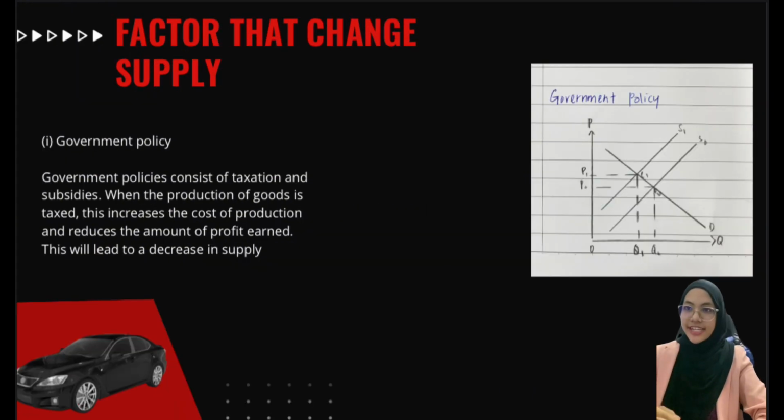One of the factors that change supply is government policy. Government policies consist of taxation and subsidies. When the production of goods is taxed, this increases the cost of production and reduces the amount of profit earned. This will lead to a decrease in supply. As we can see, the supplier will reduce the production and the S-curve will move to the left from S0 to S1, and price will increase from P0 to P1 and the quantity will decrease from Q0 to Q1.